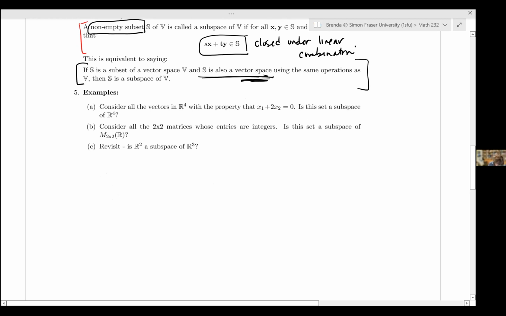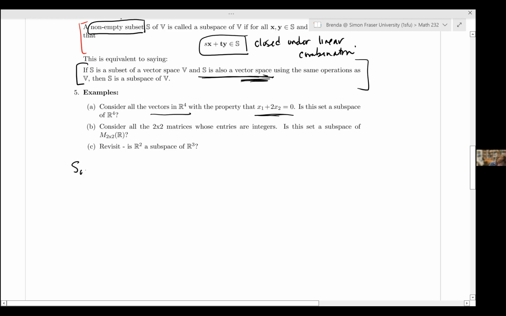We're going to consider all the vectors in R4 with this property: x1 plus 2x2 is 0, and we're asking, is this set a subspace of R4? So what we're doing is taking all the vectors in R4, and then picking out a portion of them. Clearly, it's a subset. Now, does that subset form a subspace? Let's take a look at that.